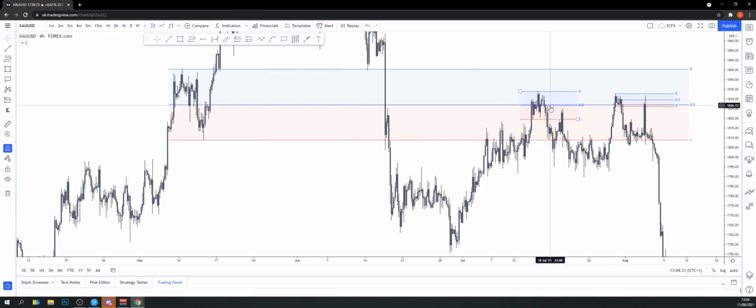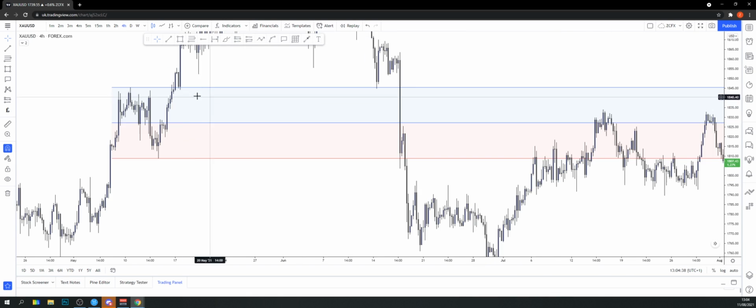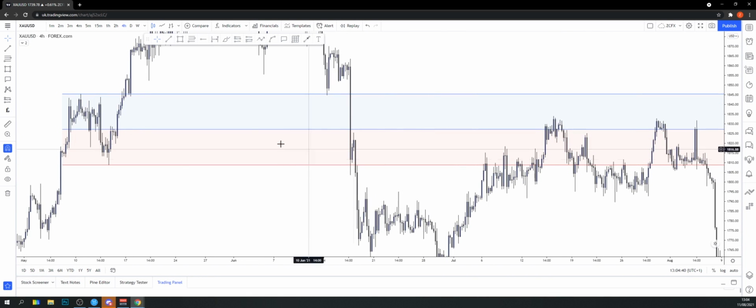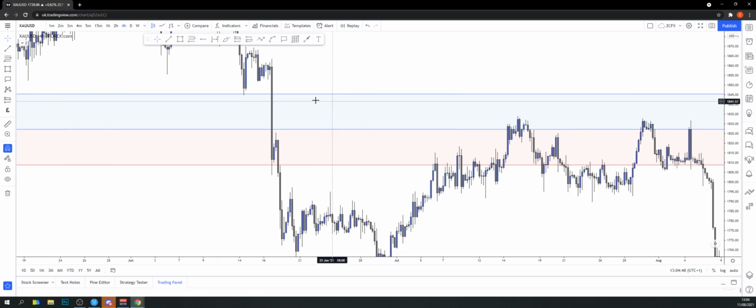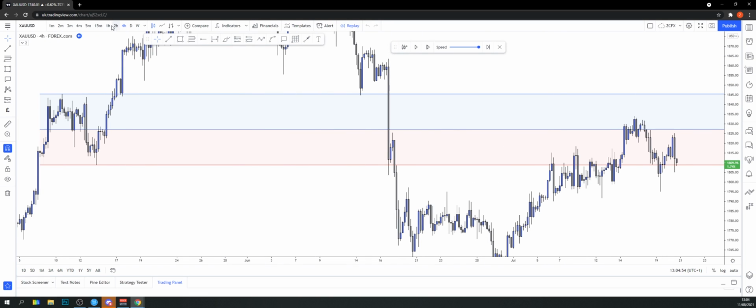Going back to the story, this could be a good area to enter. If we look at this and we've seen this as a breaker demand that got violated and switched to a supply zone, now we're looking for a trade around the equilibrium. Anywhere in the equilibrium would be our trade, and we can always go back and look for a trade opportunity on a small time frame.